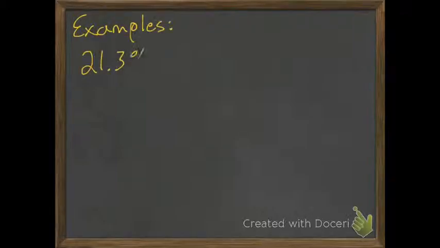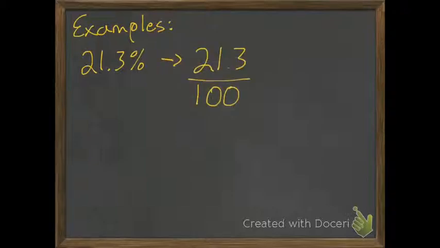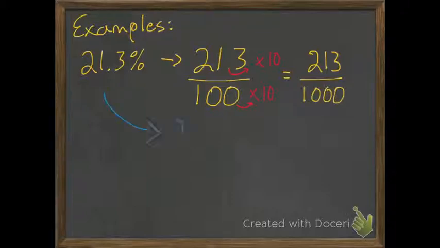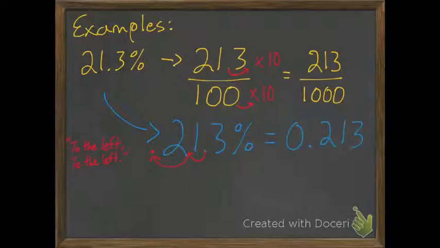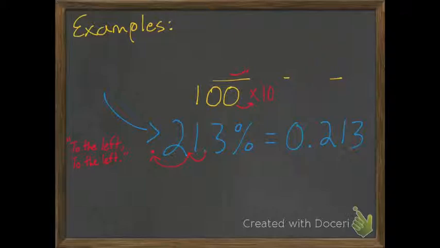So here's an example combining a couple different concepts. 21.3% means 21.3 over 100. Well, I can't have a decimal, so I need to multiply by 10. So I get 213 over 1,000. When converting to a decimal, a little saying just to help you remember, we're just moving our decimal place to the left twice. So we say to the left, giving us 0.213 as our equivalent.